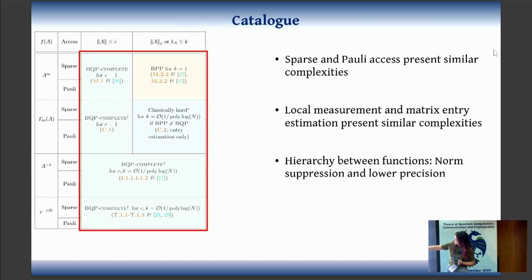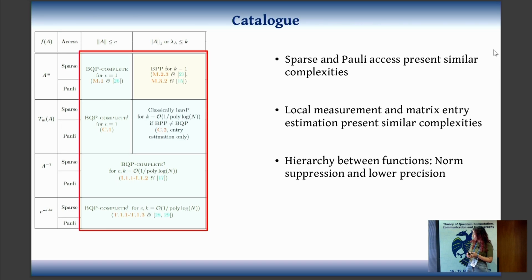So if we take the norm, this K is the norm of the matrices. If we consider matrices with norm below 1 over polylog the dimension of the matrix, which is a very low norm, still the problems remain hard for classical computers.